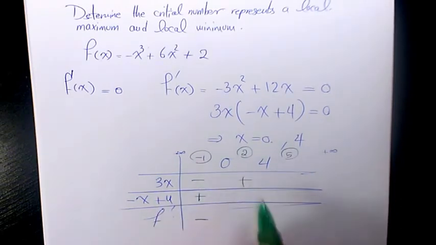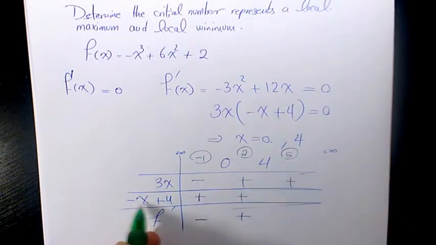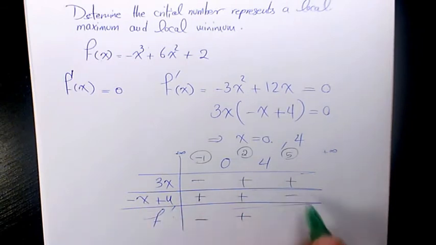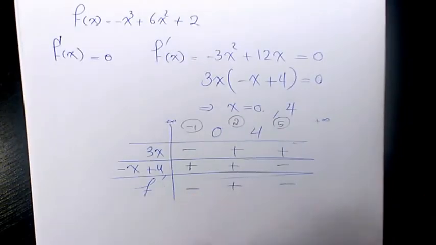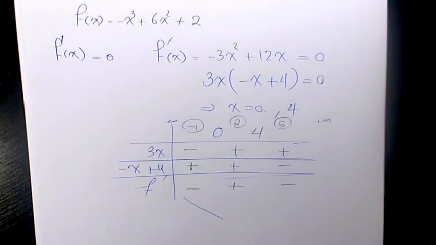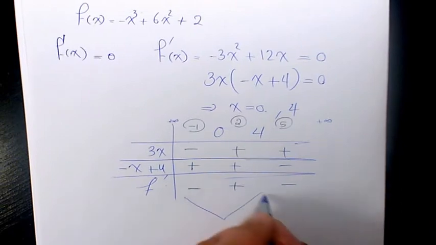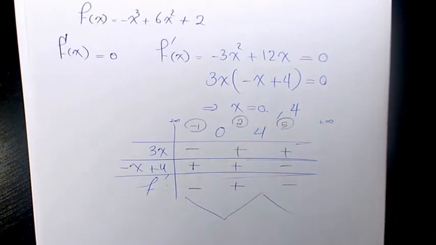When you sub it here, it's going to be positive. When you sub it here, it's going to be positive. Positive times positive is positive. And here, 5 times 3 is positive. Negative 5 plus 4 is going to be negative. So positive times negative is going to be negative. So f prime is negative, positive, negative. It means that we're dealing with an interval of decrease, an interval of increase, and an interval of decrease.